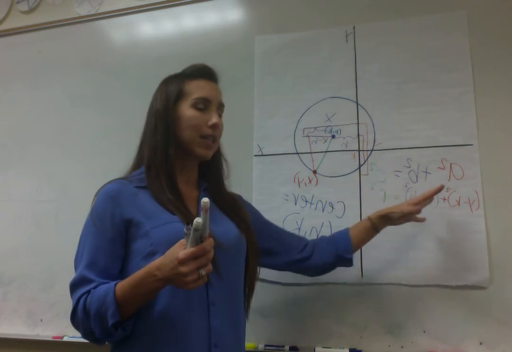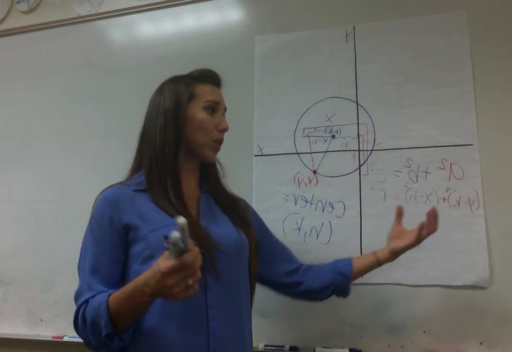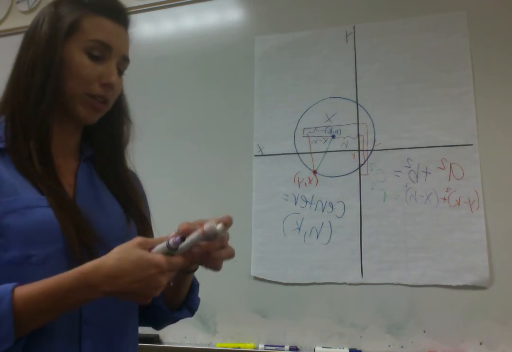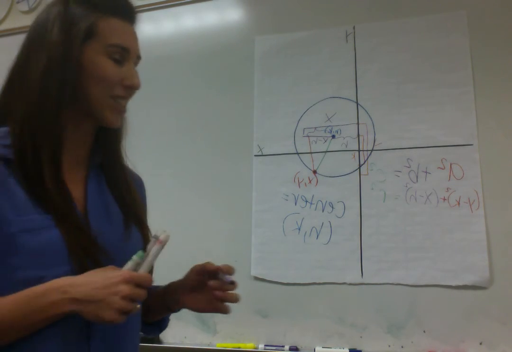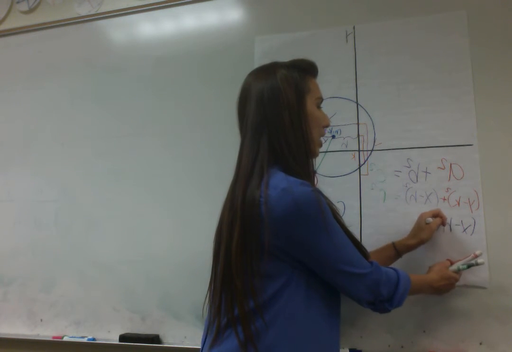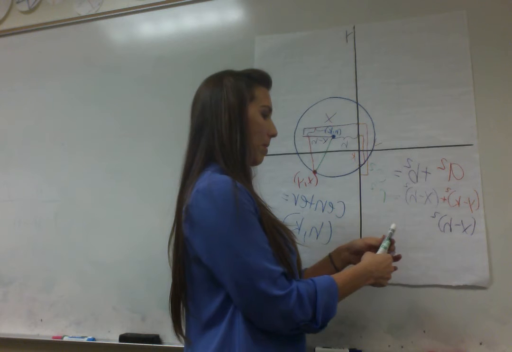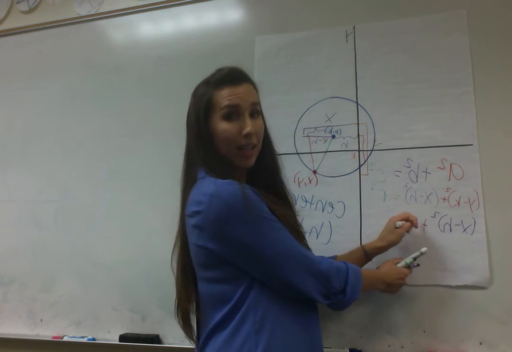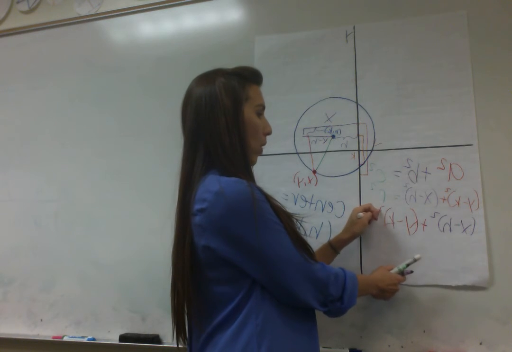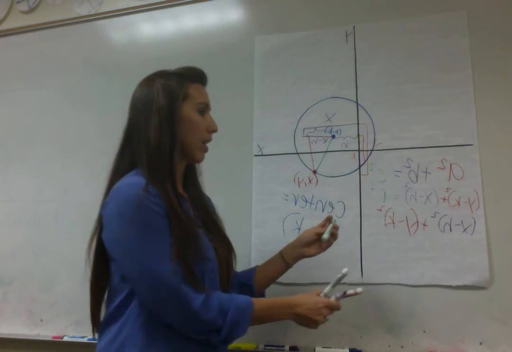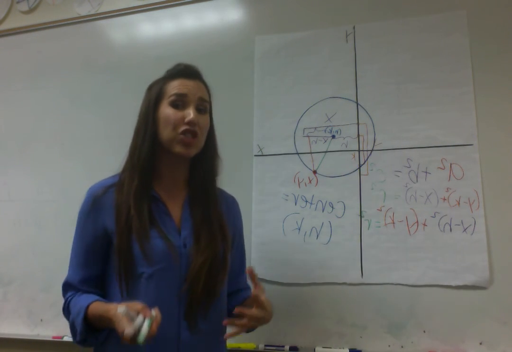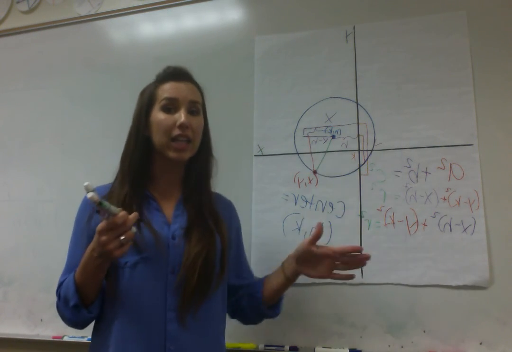Now if we take this and we put it in order, what comes first? x or y? Sorry, in the alphabet x comes first, I apologize. So we have x minus h squared plus y minus k squared equals r squared. And that's the general equation of any circle.